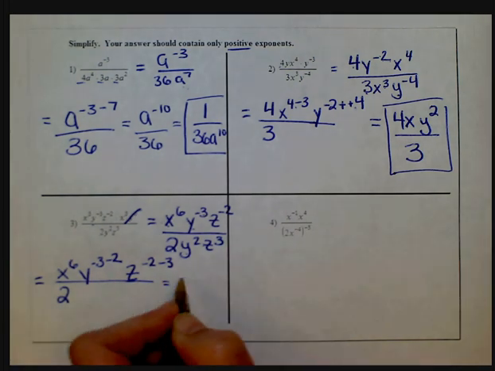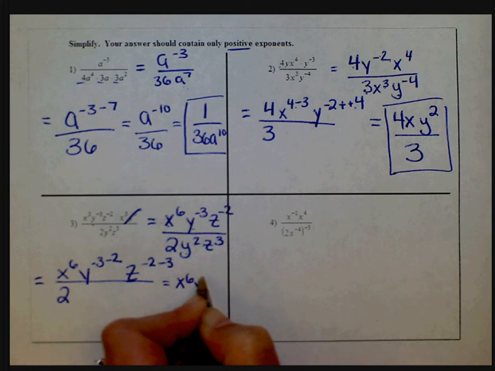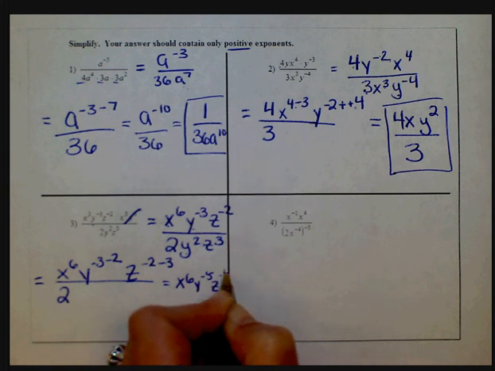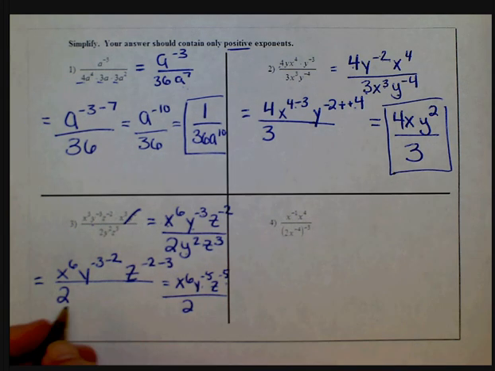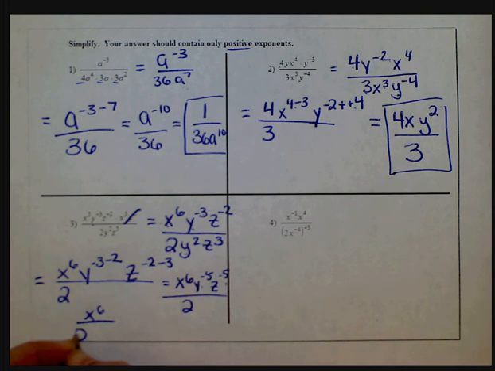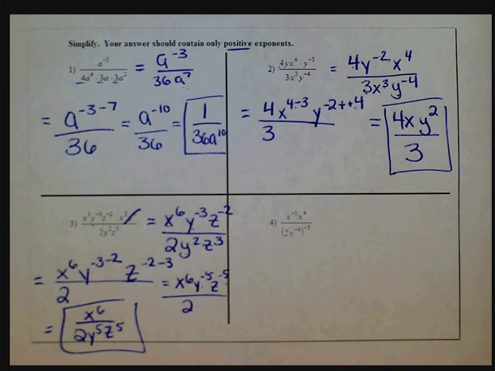Simplify my powers. I have x to the 6th, y to the negative 5th, z to the negative 5th, divided by 2. Anything to the negative power goes to the bottom of the fraction. So x to the 6th stays on top. 2, y to the 5th, z to the 5th goes to the bottom as my final answer.